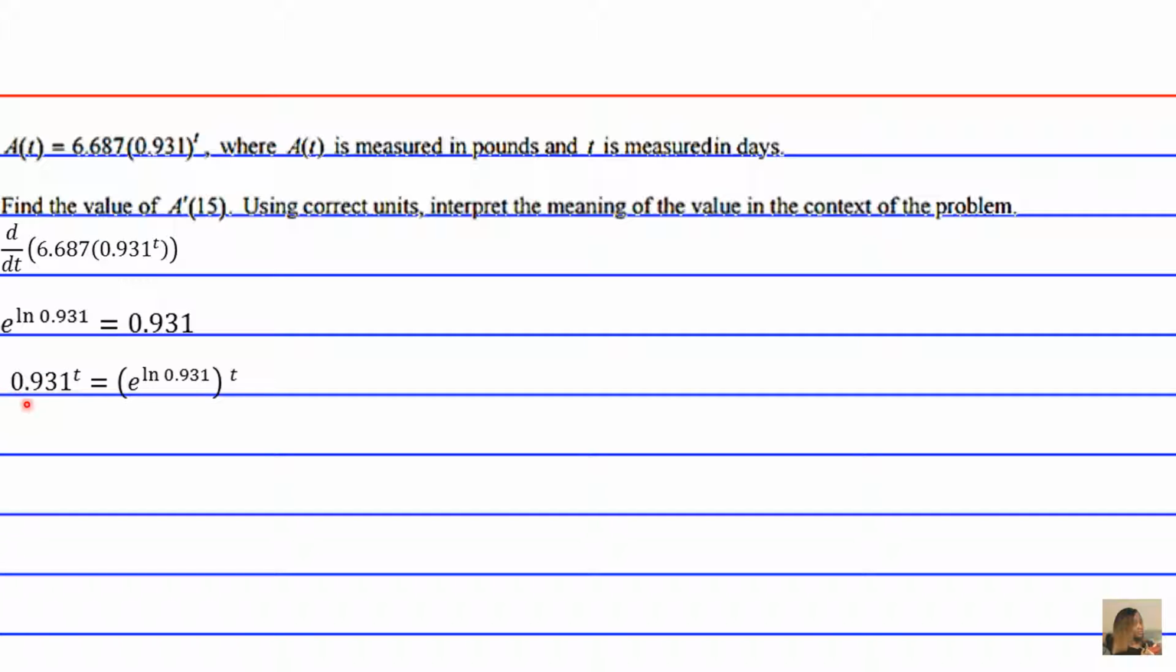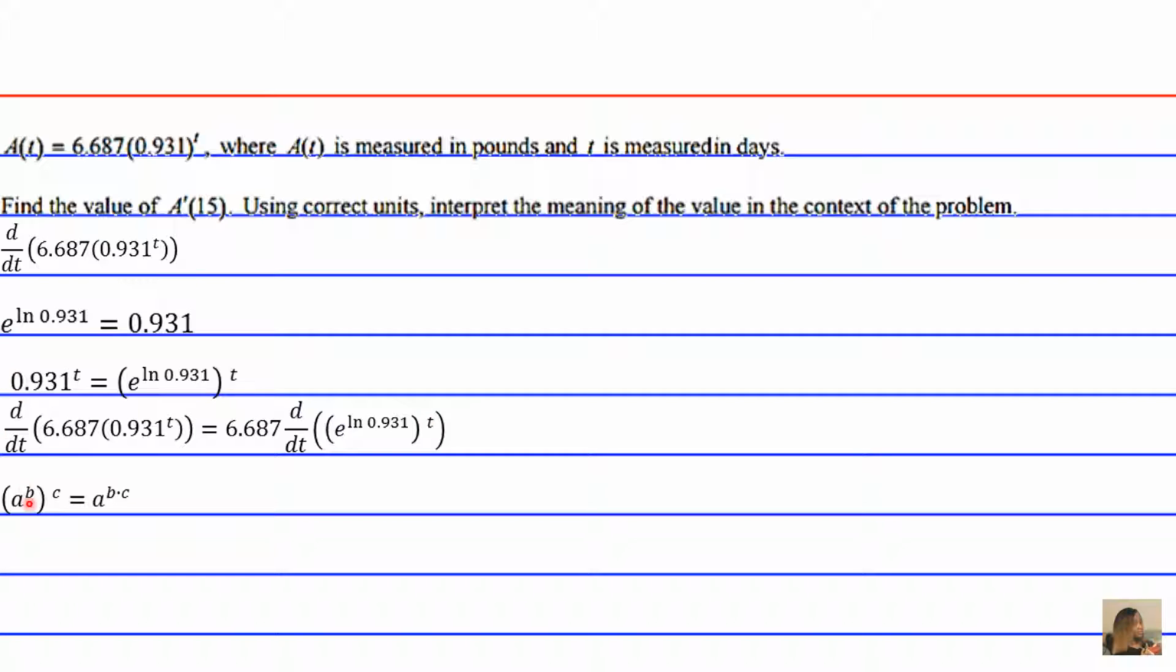Therefore, 0.931 raised to the t is equivalent to e raised to the natural log of 0.931, all of this raised to the t power, okay? Because we know this is 0.931, but we still have to raise everything to the t power, because that's the expression we have here. So if we plug this into the derivative, we get 6.687, because we factored out our constant, times d/dt of e to the natural log of 0.931, raised to the t power, okay?